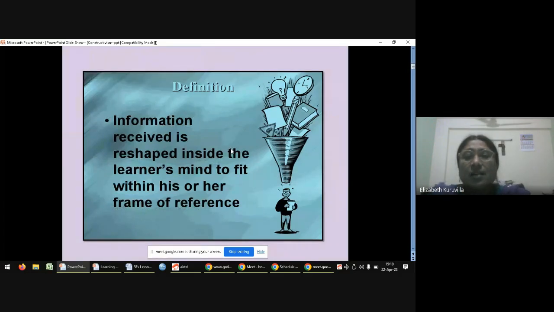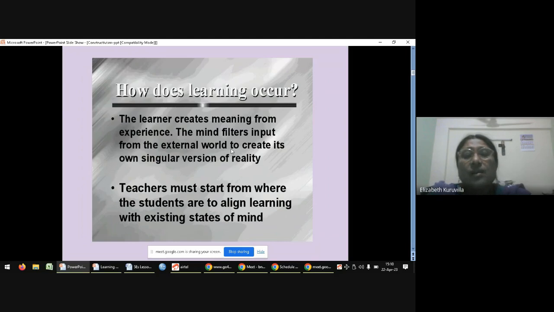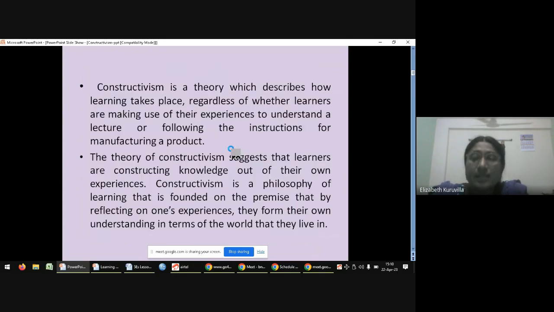So, what is the constructivist definition? Information received is reshaped inside the learner's mind to fit within his or her frame of reference. How does learning occur in constructivism? The learner creates meaning from experience. The mind filters input from the external world to create its own singular version of reality. So, what is happening in the classroom? From the experience of the students, information is created. Next, teachers must start from where the students are to align learning with existing states of mind.